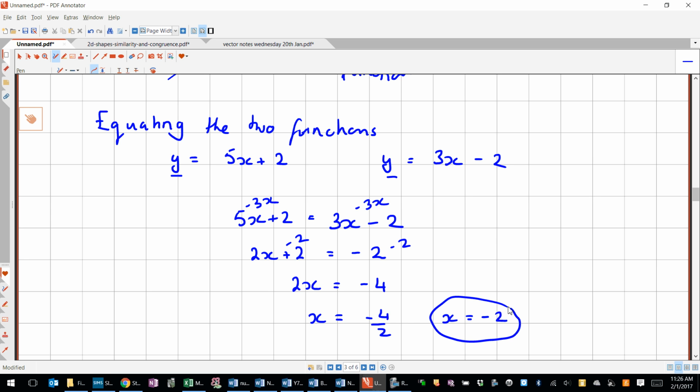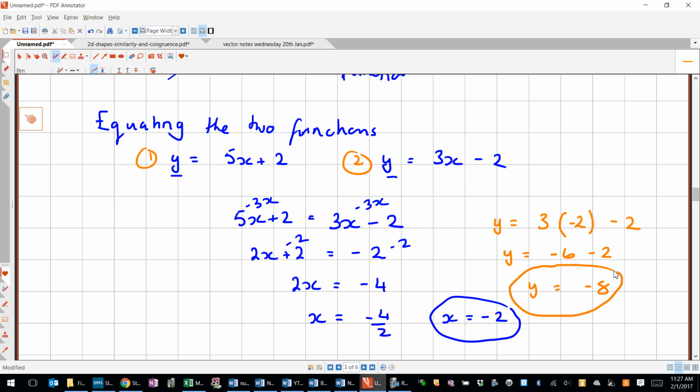How do you find the y value? Yeah, so I've got equation 1 or equation 2, whichever one you want to do. So I'm going to do, well, y is 3 times that answer minus 2. So 3 times minus 2 is minus 6, minus 2, so y equals minus 8. So there's your second half. So that was the first option.